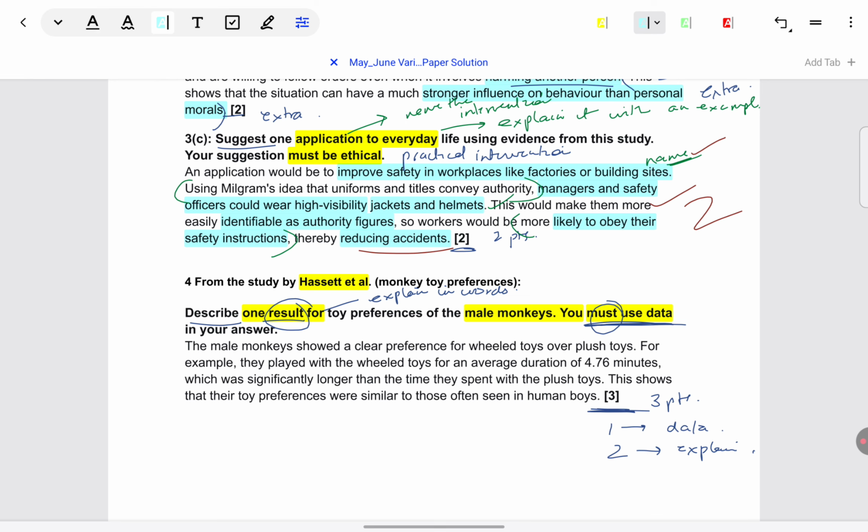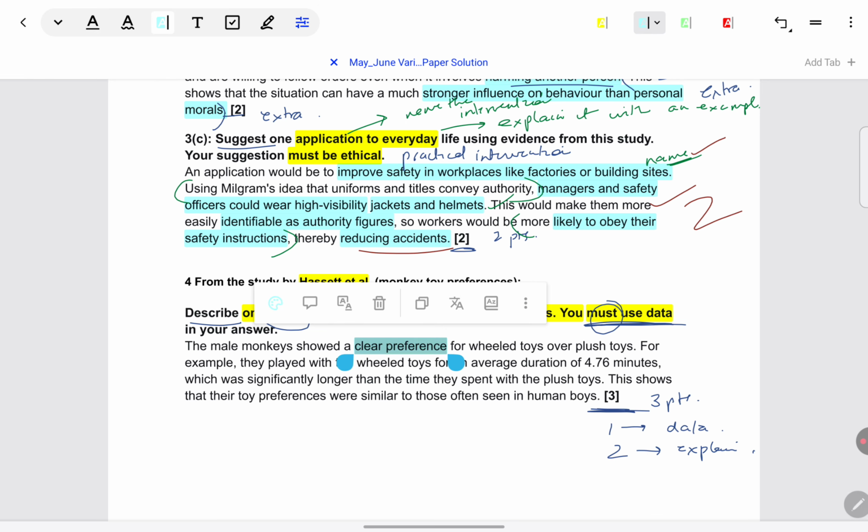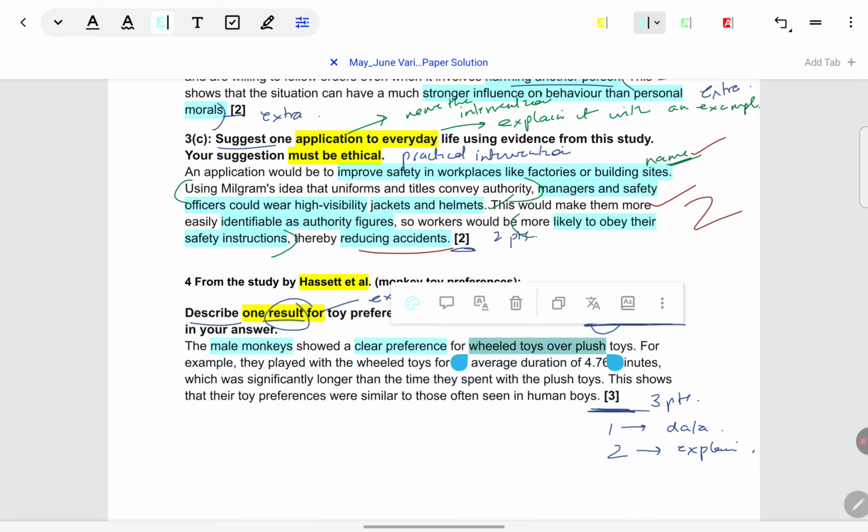First, a very clear result is specified in words. The male monkey showed a clear preference for wheeled toys over plush toys. This is excellent wording that the candidate has given. Just see how the candidate not only specifies that there is a preference for wheel toys over which toys.